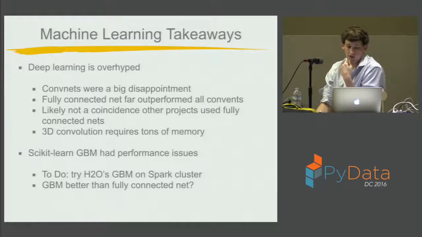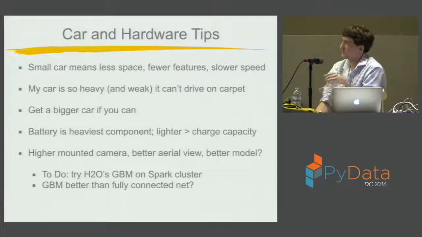But I'm curious. I tried doing this on H2O, an open source machine learning library, and that had issues as well. H2O works with Apache Spark, so you can train a model in a distributed fashion. I do want to try that soon, I just haven't gotten around to it yet. I'm curious how GBM would do versus my single layer neural network, but I haven't been able to answer that yet.